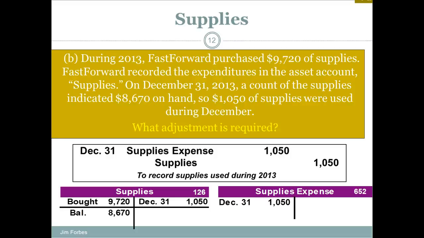You bought a whole bunch of supplies. Here they said you had 9,000 recorded, and then you make a count of your supplies, and yours is 8,000. So it means 1,050 of your supplies were used during that December. So you have to adjust your supplies on hand down, and the corresponding offsetting transaction would be to expense it. And so you decrease your supplies by the 1,050, and now you debit your expenses. Again, balance sheet and income statement.